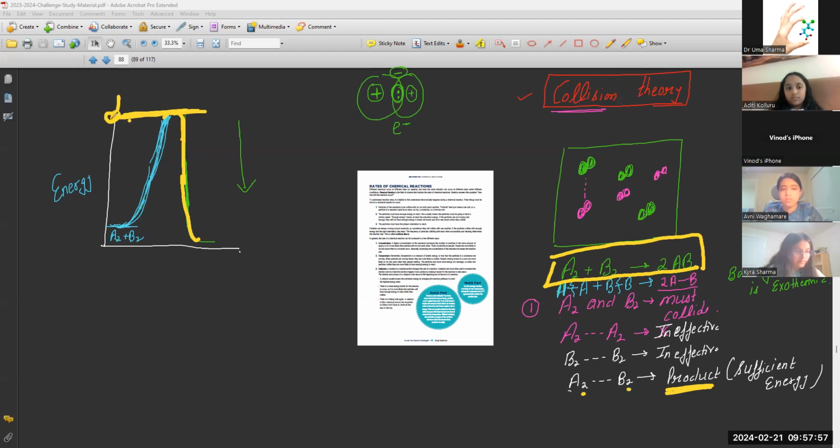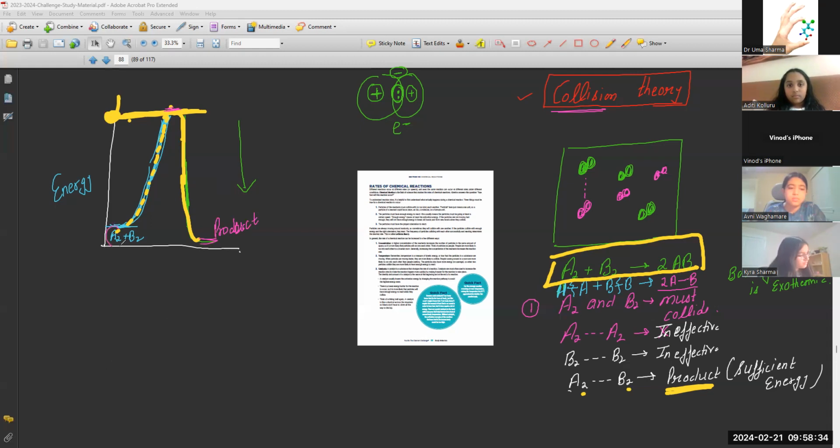Minimum this much amount, because first we have to break the bonds, right? You have to reach the top of the hill. If you don't supply this energy, no bond breaking, and if there is no bond breaking, no reaction. What do you think, Aditi? This is the top of the hill. Naturally you have to cross it. Only then can you give the product. If you are unable to cross it, no product.